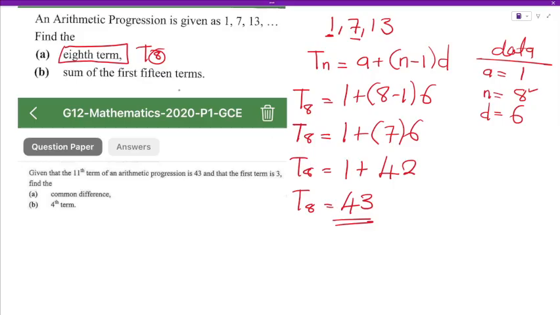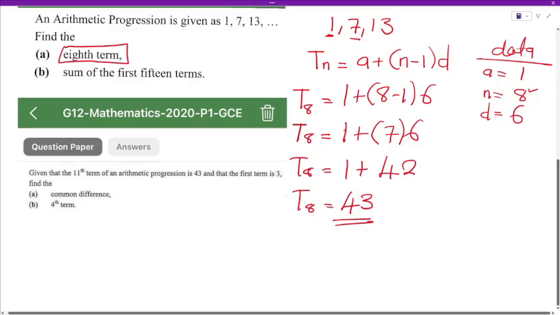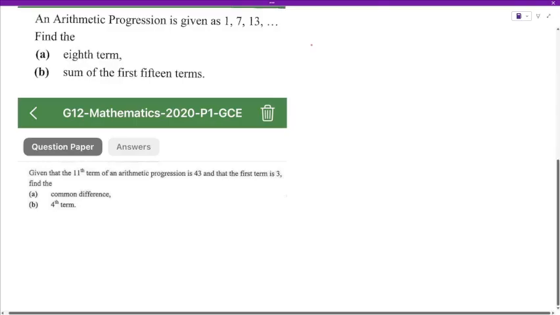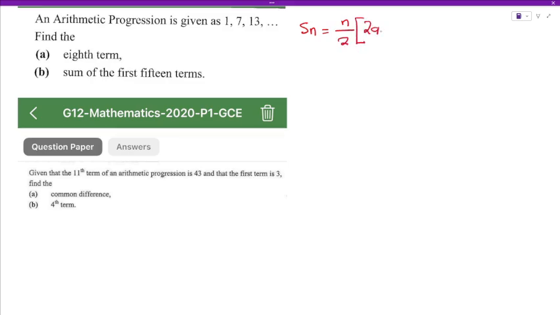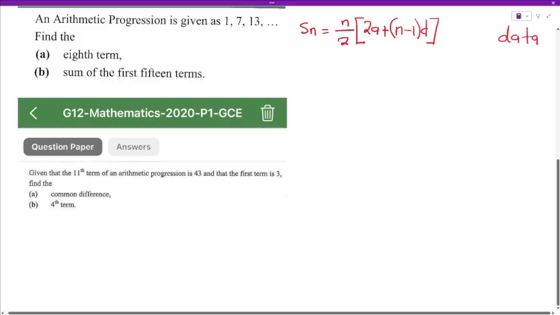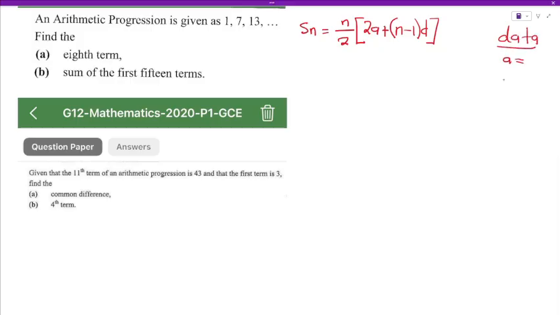Find the sum of the first 15 terms. Okay, this one is an interesting one. Sum of the first 15 terms. What's the formula we use? Sn is equal to n over 2 open square bracket 2a plus open bracket n minus 1 close d close. Okay, you need your data here. What is your a? Okay, let me push the data to the right because this is a long formula. What is your a? What is your n? What is your d? Just these three.